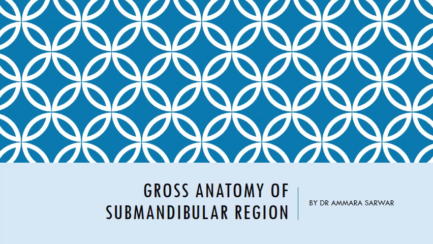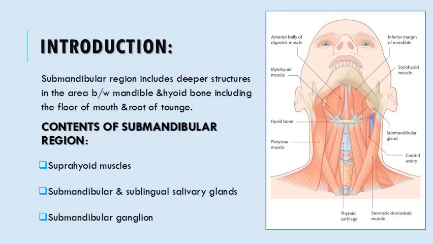So let's start with the topic. First of all, there is introduction of submandibular region. It is present in between the mandible and hyoid bone. Now this whole region in between the mandible and hyoid bone is the submandibular region, and it includes the floor of mouth and root of tongue.